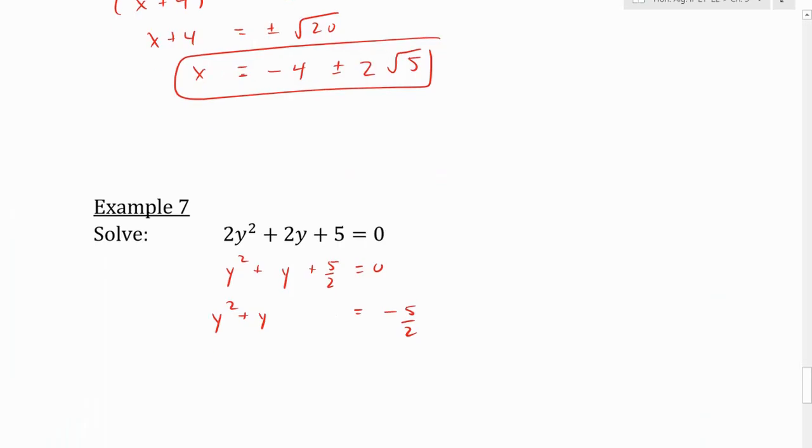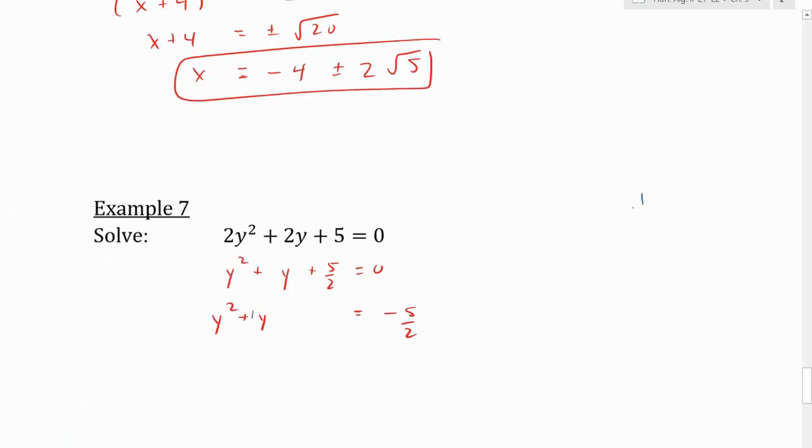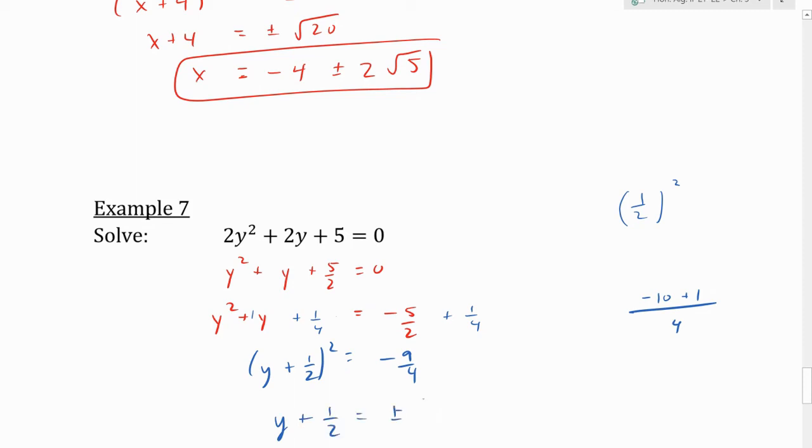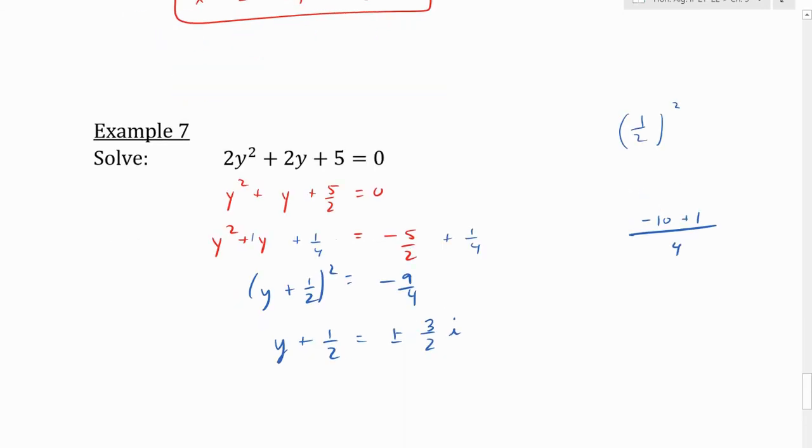So there's a 1 out here. Half of that squared. So this is a y plus a half, all squared. I get a common denominator over here. That's going to be negative 10 plus 1. That's negative 9/4. Square root of 9/4 is 3/2, but it's got to be an imaginary because you squared it and got a negative.